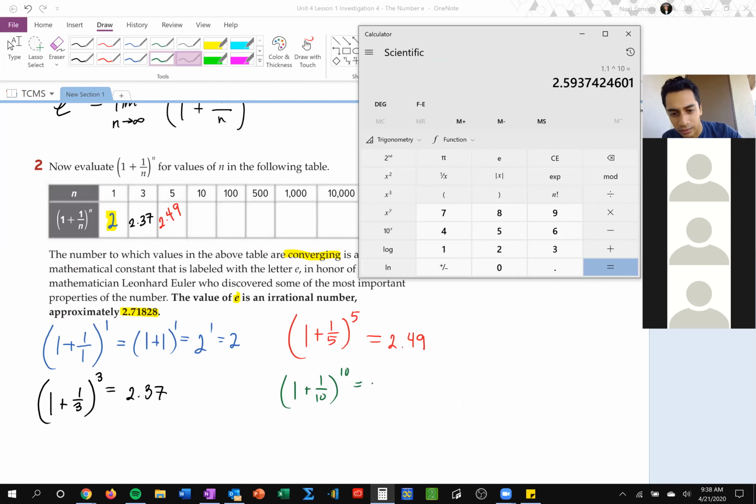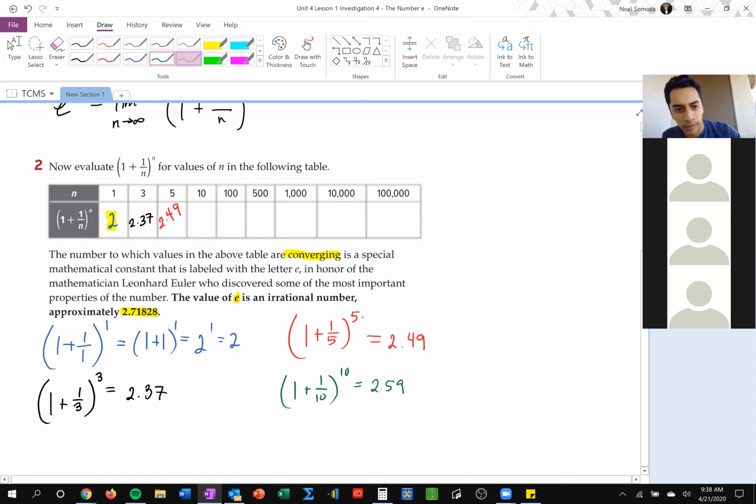So we can say this is 2.59. Okay. So just by putting a 1 as our end value all the way to 10, we've gotten closer, but in terms of numbers, we're still way too far away to say that this is an accurate approximation of the letter E.